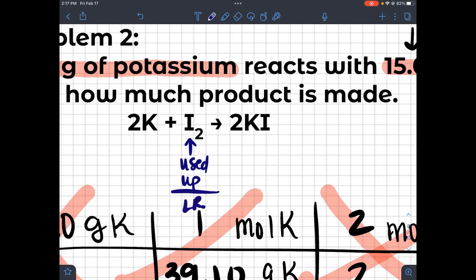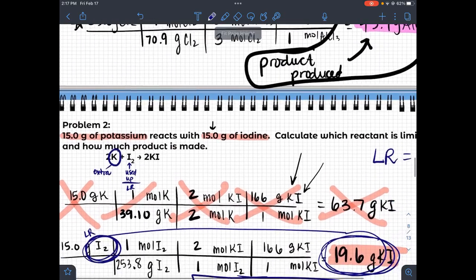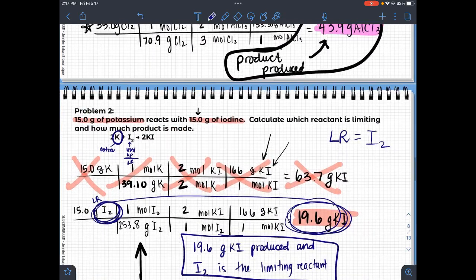That's called the limiting reactant. So what does that tell me about the other chemical, potassium? That means that there was extra. Okay, there were some leftovers because the iodine was used up, the reaction stopped, and there's some potassium left over. So if the limiting reactant was iodine, then the excess reactant is potassium.